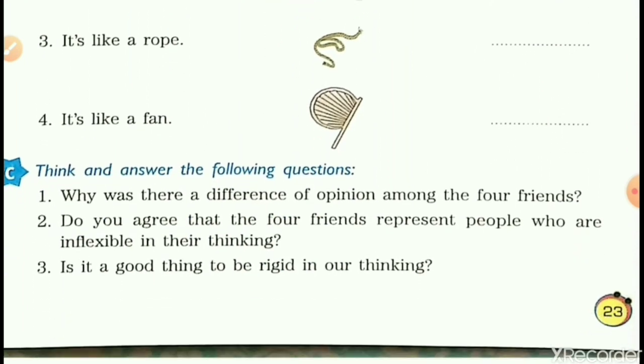Now, think and answer the following questions. Why was there a difference of opinion among the four friends? Answer, there was a difference of opinion among the four friends because each one of them was describing only a part of the big animal. They all had their own view of what the elephant was like. Each of them thought that he was right.